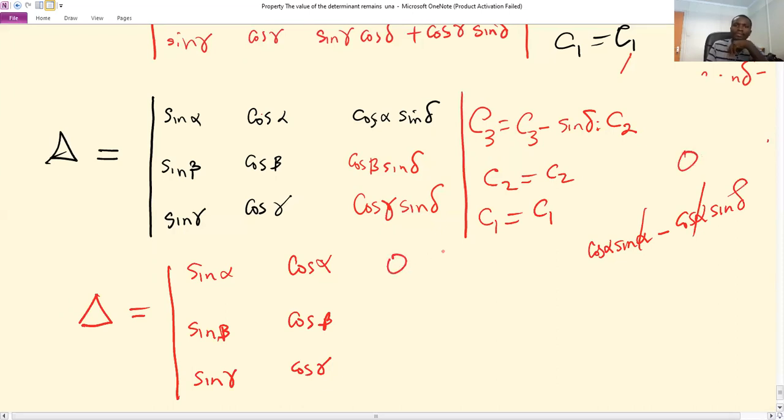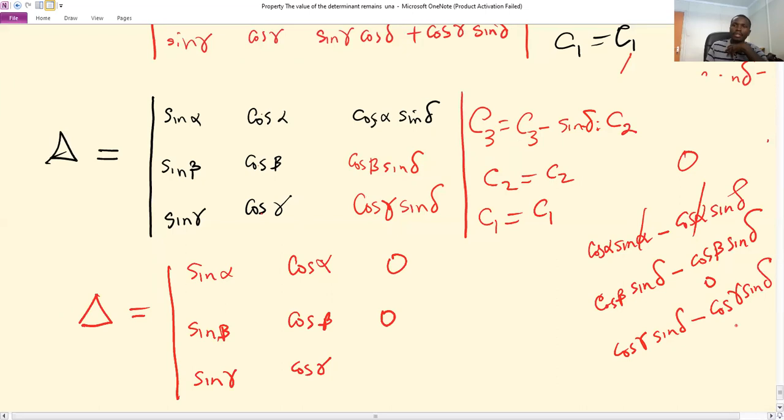So I get 0 here. Now here I have cosine beta sine delta minus sine delta times cos beta, which is cos beta sine delta minus cos beta sine delta, and this still gives me 0. So I get 0 here. Here I have cosine gamma sine delta minus sine delta times cos gamma, which still gives me 0. So I have 0 here.